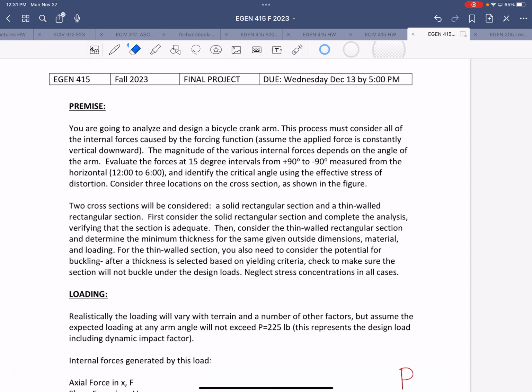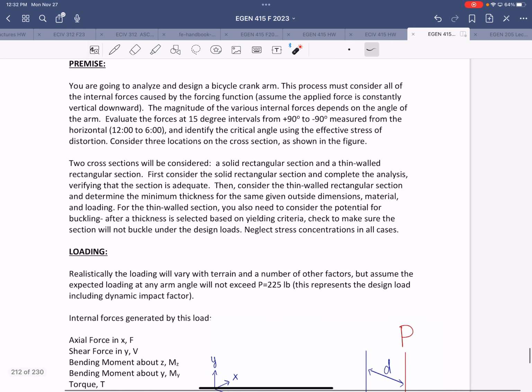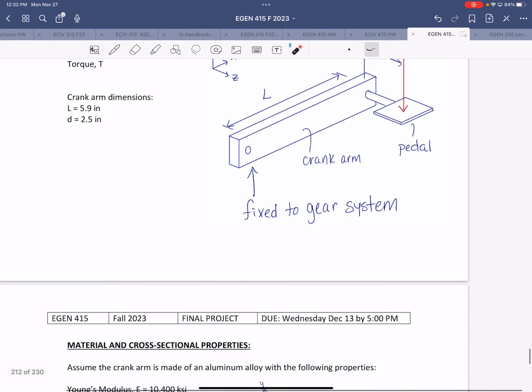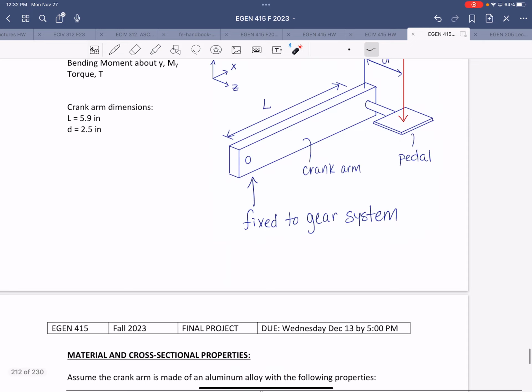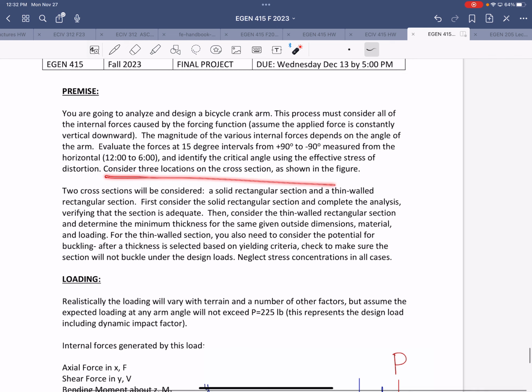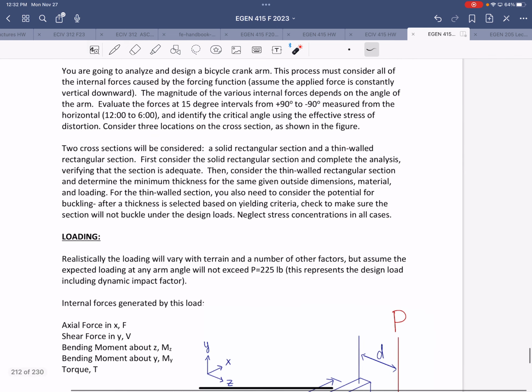So we're going to consider, again, the forces at 15-degree intervals between those positions. And through that, you will identify the critical angle using the effective stress of distortion. So the von Mises criteria will be applied. And on the next page, I've got a cross-section sketched here. These are the 3 points along the cross-section that you'll consider for calculating stresses. That's what that line is pointing to there.